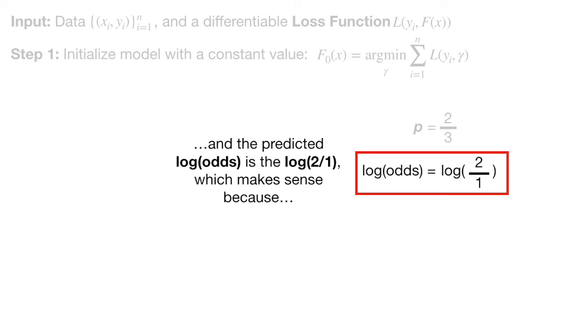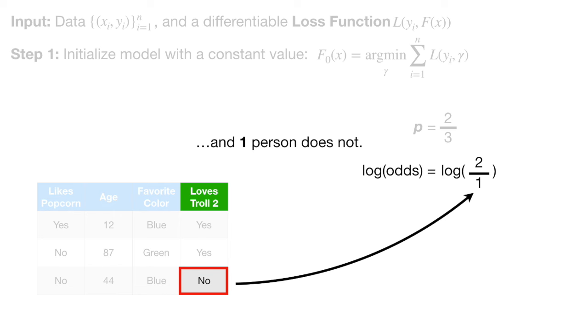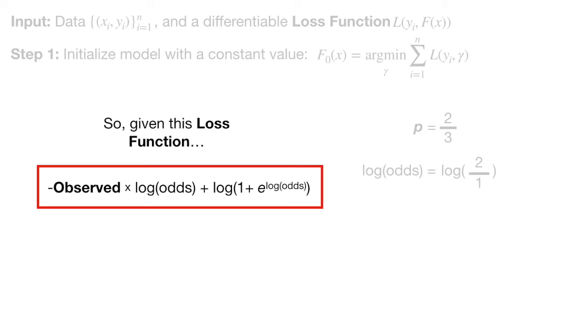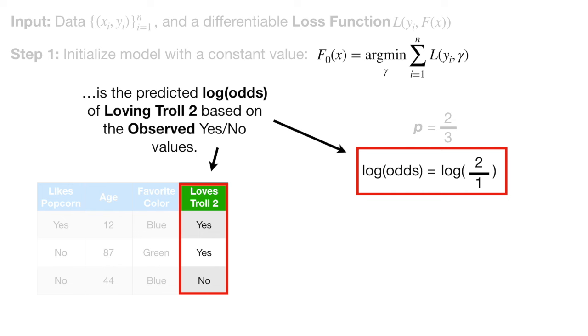And the predicted log odds is the log of 2 divided by 1, which makes sense because 2 people love Troll 2 and 1 person does not. So, given this loss function, the log odds value for gamma that minimizes this sum is the predicted log odds of loving Troll 2 based on the observed yes/no values.